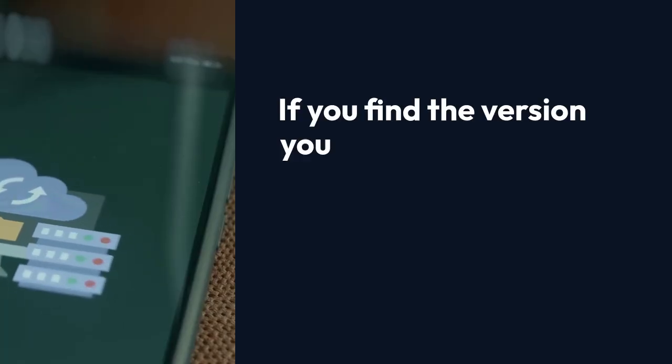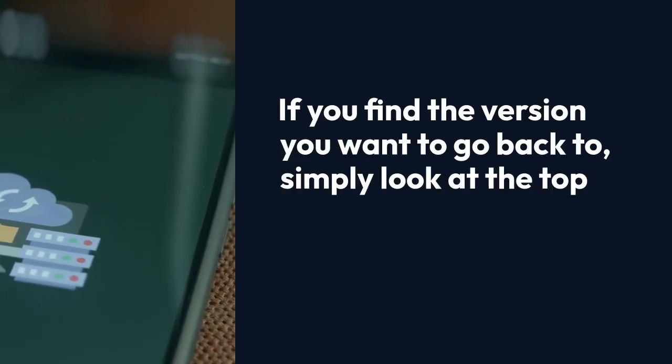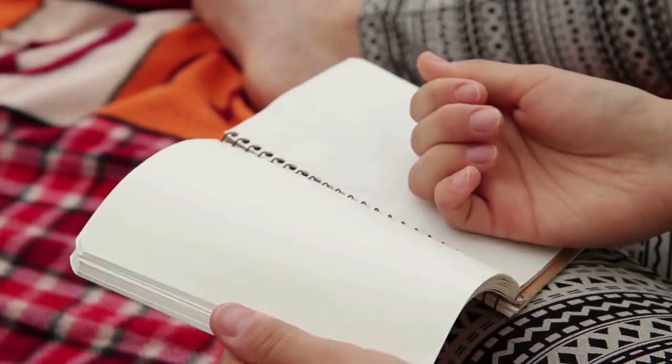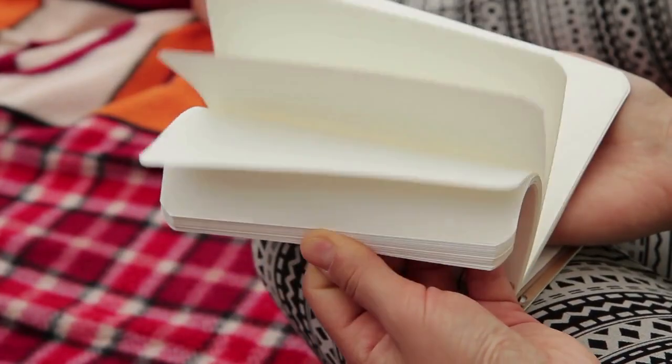If you find the version you want to go back to, simply look at the top of the screen and click the big green button that says Restore this version. A confirmation box will pop up to make sure you're certain. Just click Restore, and your form will instantly revert back to that saved state.